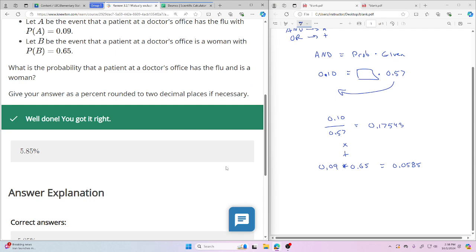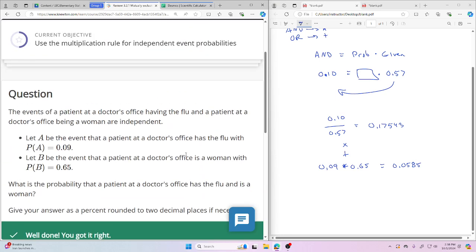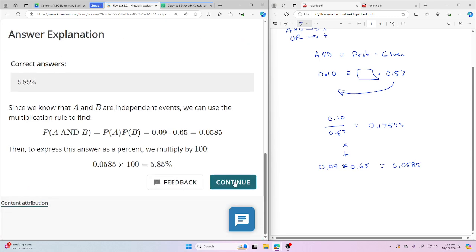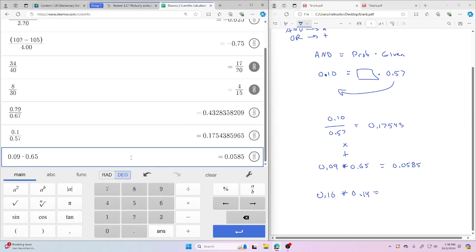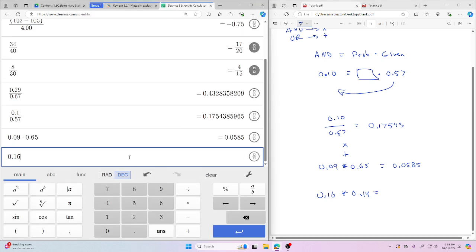Just keep it simple. I don't know what I was thinking. And means multiply. Okay. Independent, and. So I'm going to multiply. Here we go. So 16 times the 14. And means multiply. 0.0224.